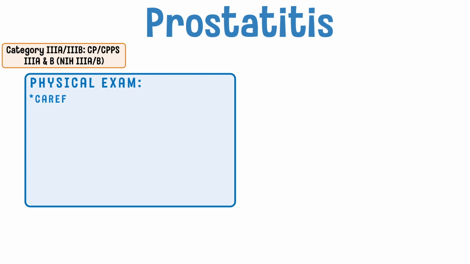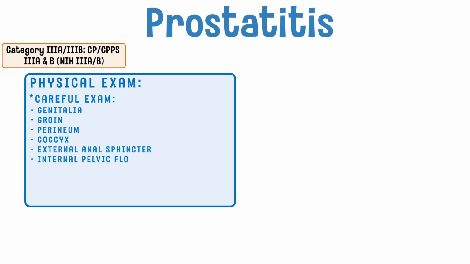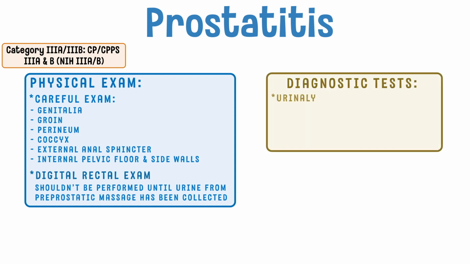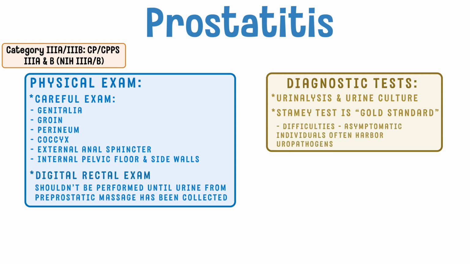In physical examination, do a careful exam of the genitalia, groin, perineum, coccyx, external anal sphincter, and internal pelvic floor and side walls. A digital rectal examination should be performed only after pre-prostatic massage urine has been collected. In diagnostic tests, urinalysis and urine culture, and the 4-glass test is considered the gold standard in diagnosis. The 2-glass test may reveal difficulties with interpretation of bacterial localization studies, as asymptomatic individuals often harbor uropathogens.